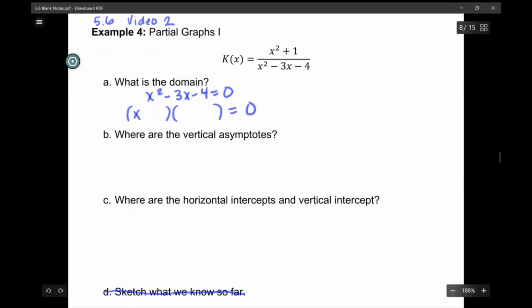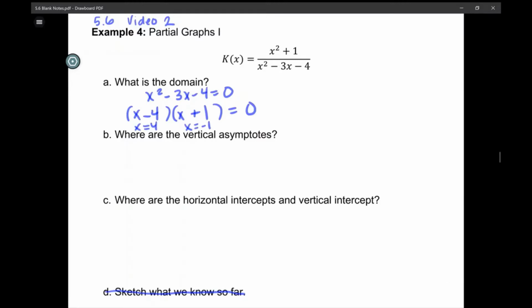What are two numbers that multiply to -4 and add to -3? Well, to me, that would be -4 and +1. Double check: x squared plus x minus 4x is minus 3x, minus 4. So I have x equals 4 as one solution and x equal to -1 as another solution.